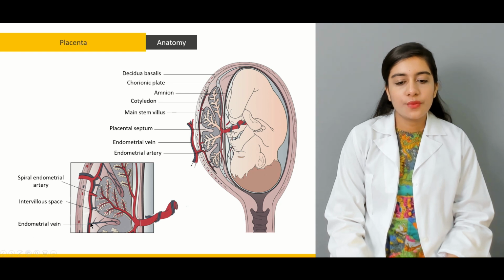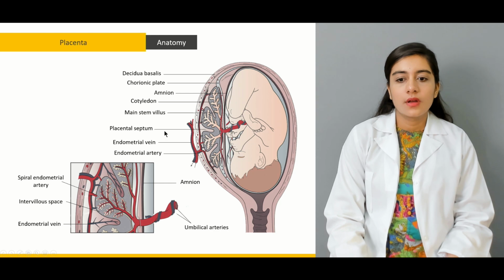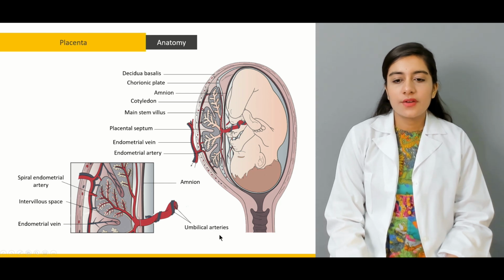This is the endometrial vein, this blue one. Okay, amnion, this is the innermost portion over here, like this one. Then we have the umbilical arteries, these blue ones.